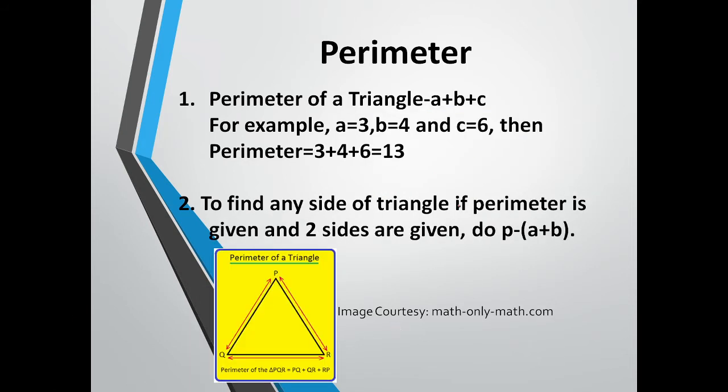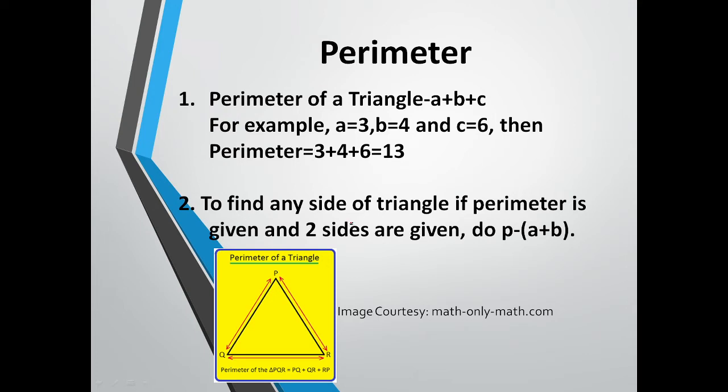Okay. So the perimeter of a triangle. The perimeter of the triangle is very easy. Just the sum of all the sides. Okay, it is super easy. For example, a equal 3, b equal 4, and c equal 6. Then perimeter equal 3 plus 4 plus 6, which equal 13. So it is super easy, and I don't need to explain why it is so, because the perimeter is the outer boundary. This is a, b, and c. So we will just take the sum of them.